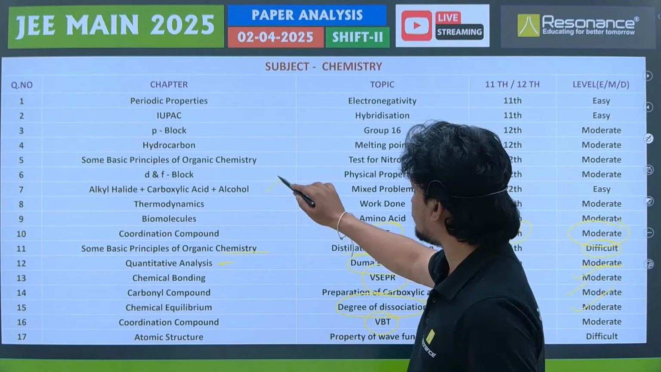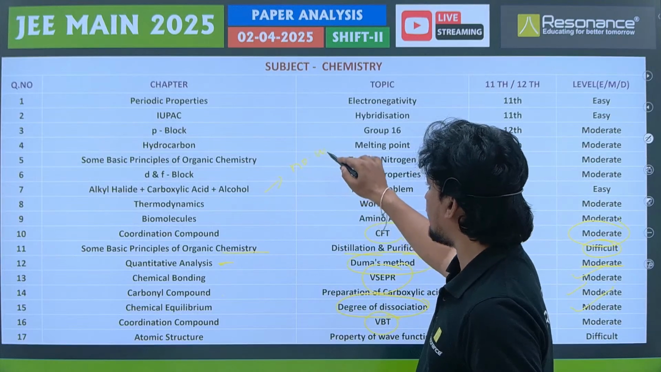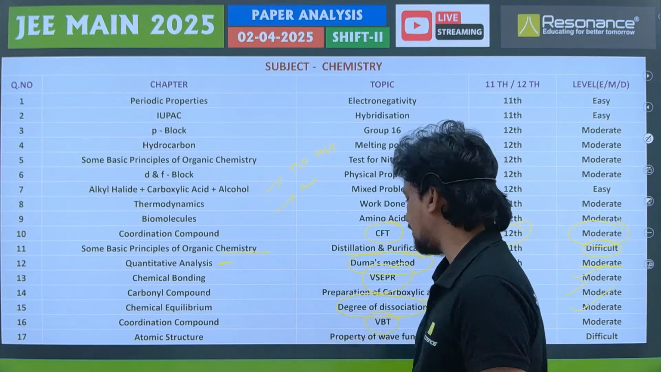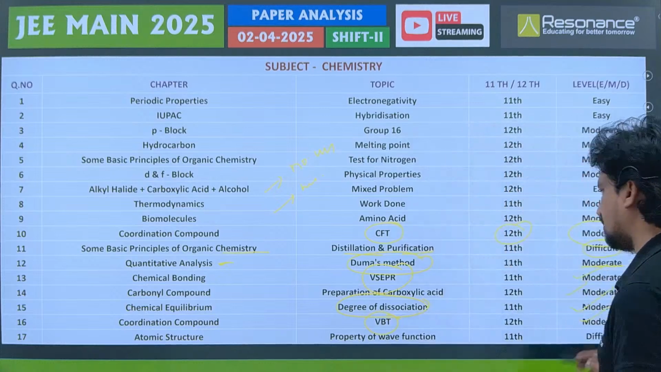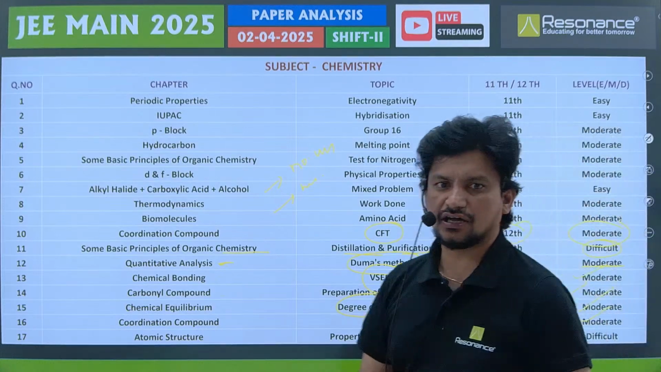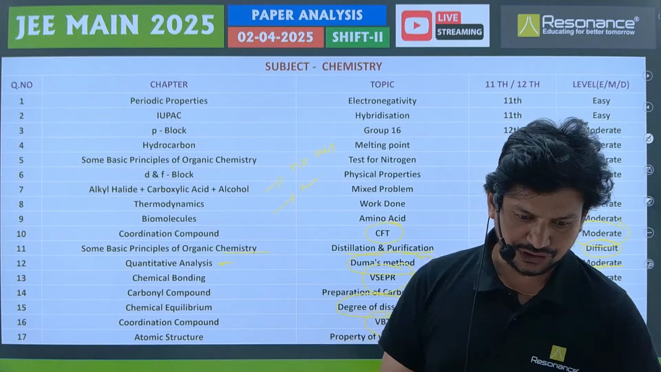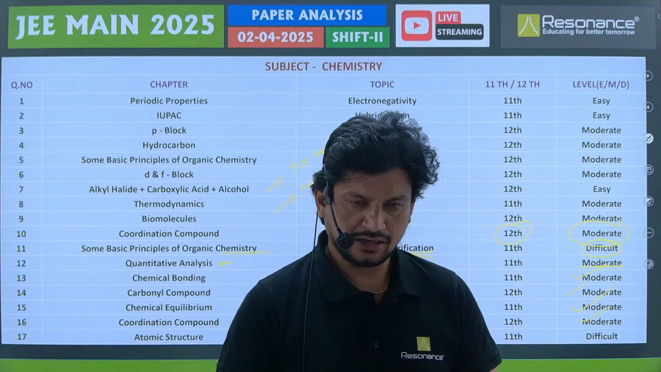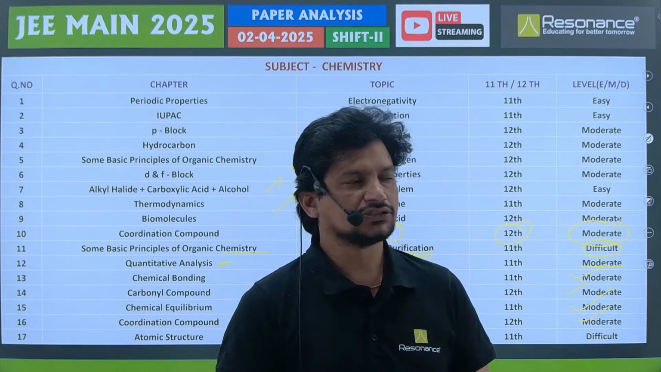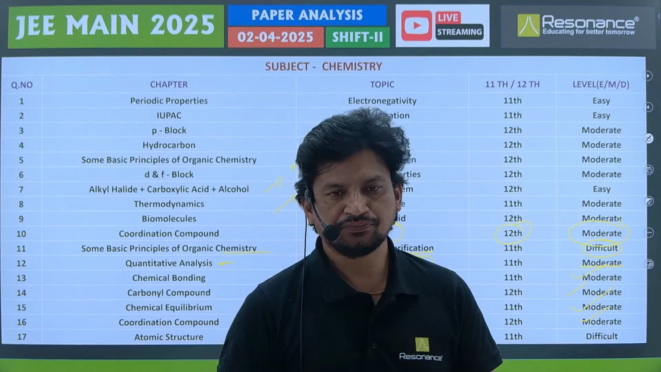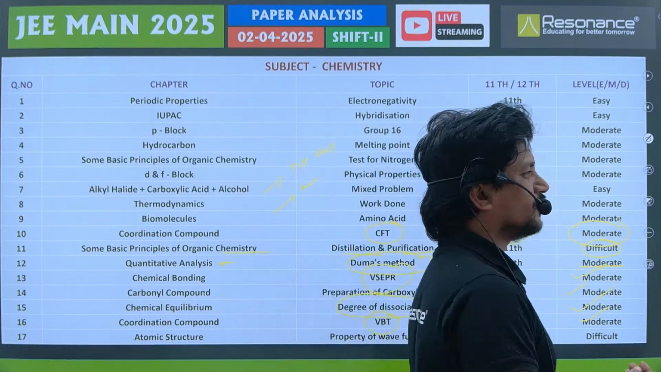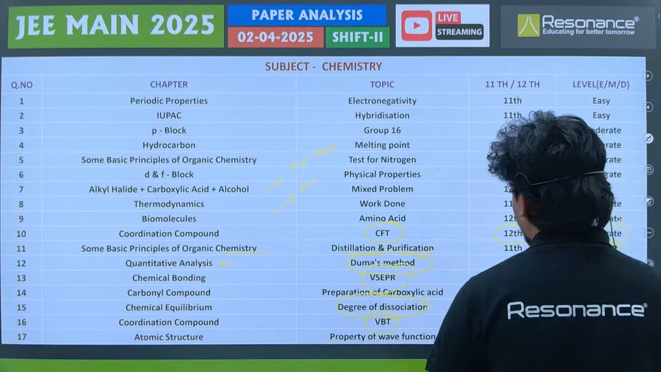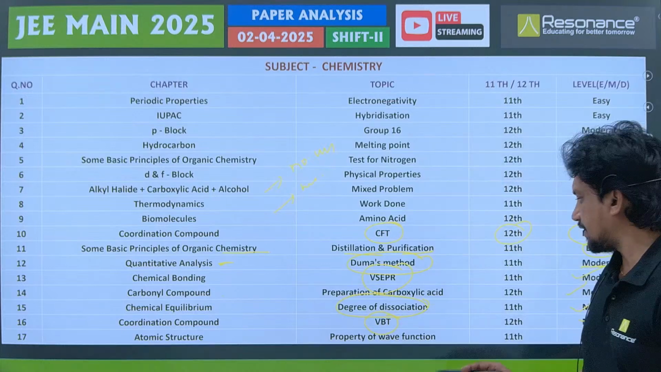And from coordination compounds, they gave a question from VBT. They asked the number of unpaired electrons and the hybridization. This is also moderate. And from atomic structure, they gave a matching type question. Column 1, column 2 they gave. They asked for the azimuthal quantum number, and for psi. We have to know the total concept about quantum numbers and the Schrodinger wave equation to solve this problem. So somewhat it is difficult.